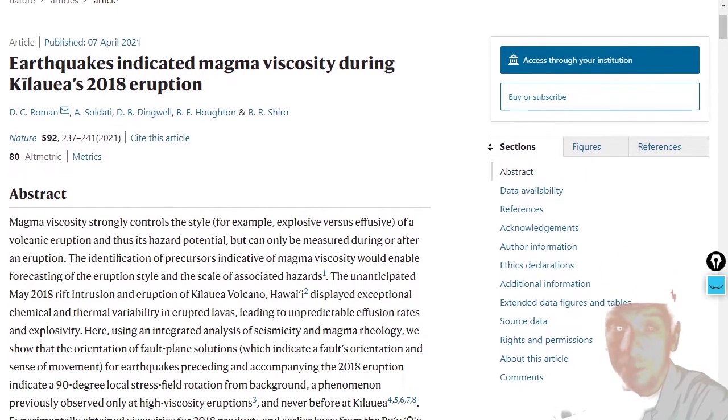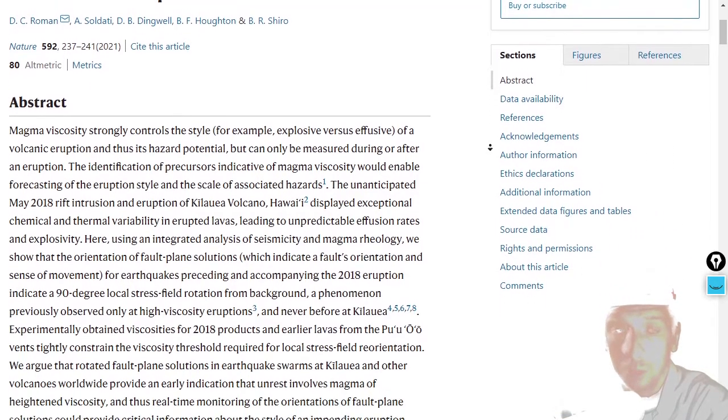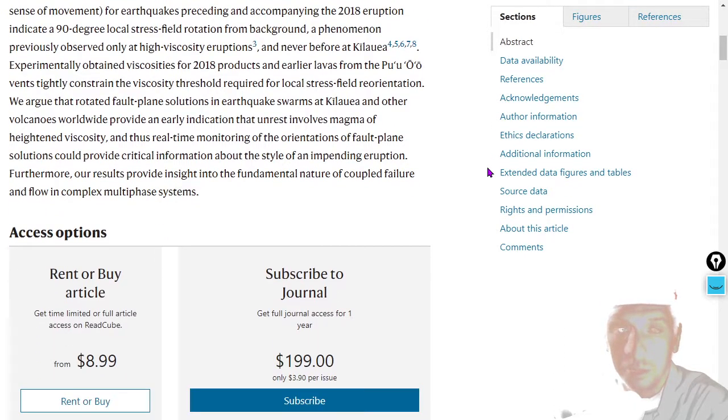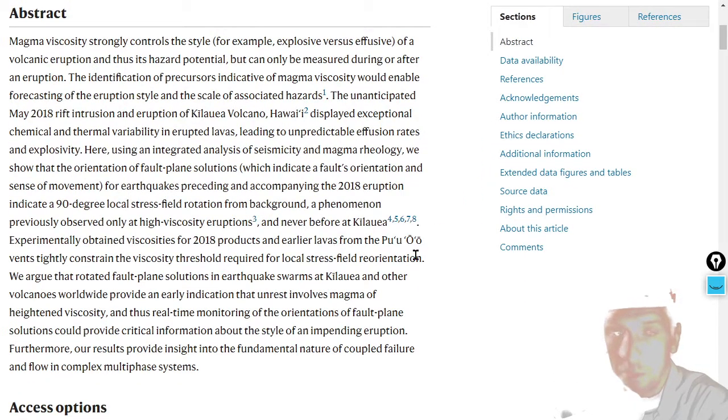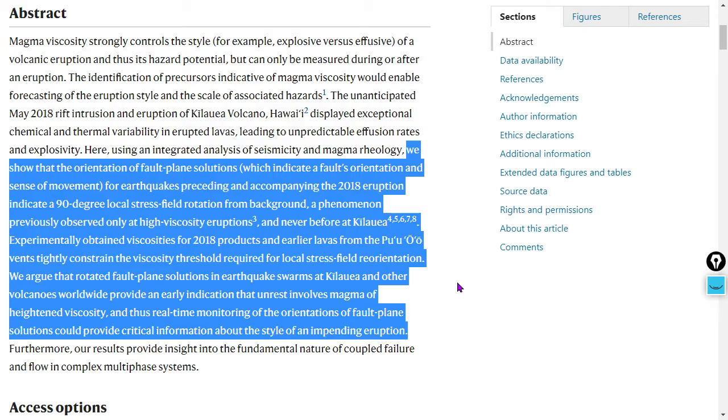Earthquakes indicated magma viscosity during Kilauea's 2018 eruption. So I had part of this highlighted here. Let me read this excerpt for you. We show that the orientation of fault plane solutions, which indicate a fault's orientation and sense of movement for earthquakes preceding and accompanying the 2018 eruption, indicate a 90-degree local stress field rotation from background, a phenomenon previously observed only at high viscosity eruptions, as noted in the paper below, and never before at Kilauea.